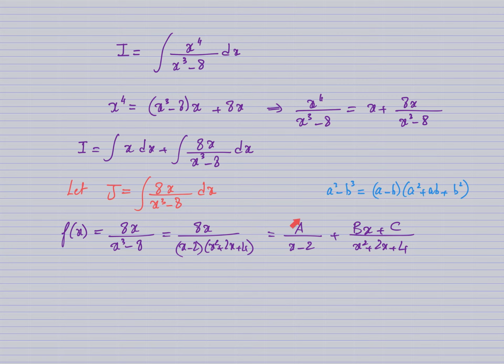So let's start with a. For example, to compute a, we can multiply both sides of this identity by x minus 2, then simplify and evaluate at x equals 2. So multiplying by x minus 2 and simplifying gives, now for x equals 2, this term here will vanish and we will have a equals 16 over 12 or 4/3.